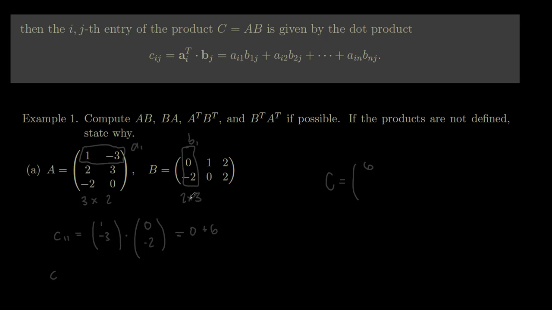So my resulting matrix, remember, is going to be of size 3 by 3, because the first size gives me the number of rows, if you will, and the second gives me the number of columns of the resulting matrix. So I know that the product C is going to be 3 by 3. I have to do C1,1, C1,2, C1,3, C2,1, C2,2, C2,3, C3,1, C3,2, C3,3.